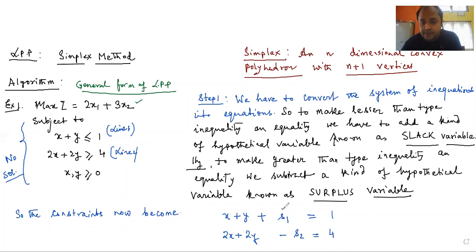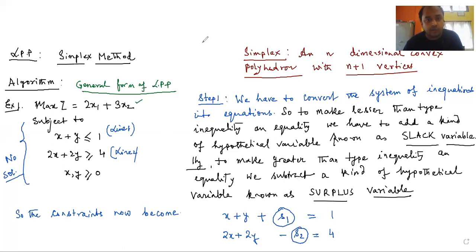And these variables S1 and S2, they are hypothetical variables that do not have any physical significance. So we only introduce these variables so that we can apply the algebraic method. They have no practical relevance because every linear programming problem is associated with one physical system. In physical system, the original variables are x and y.